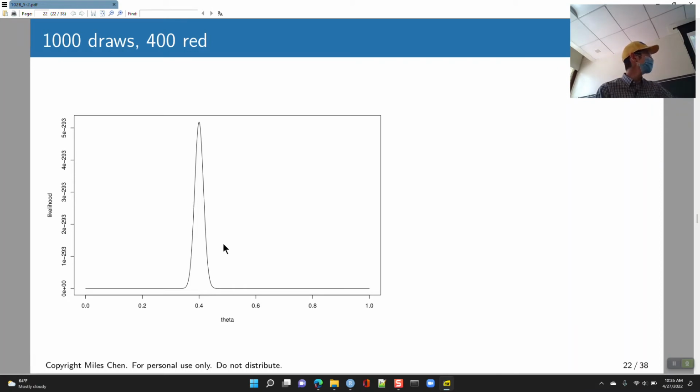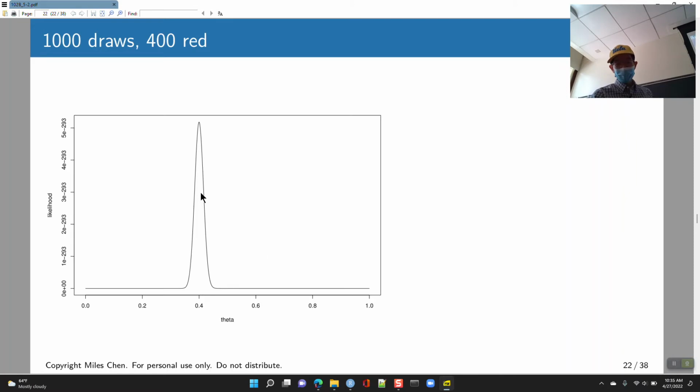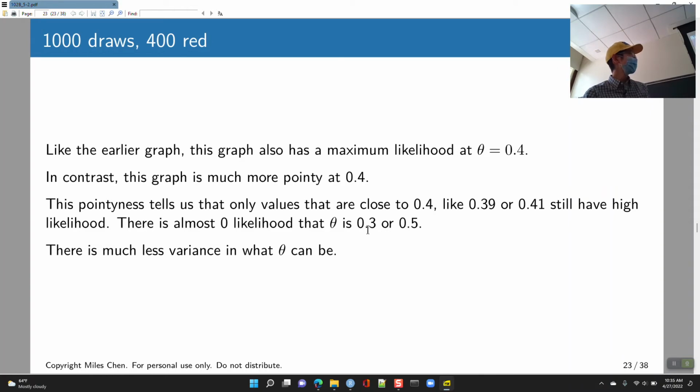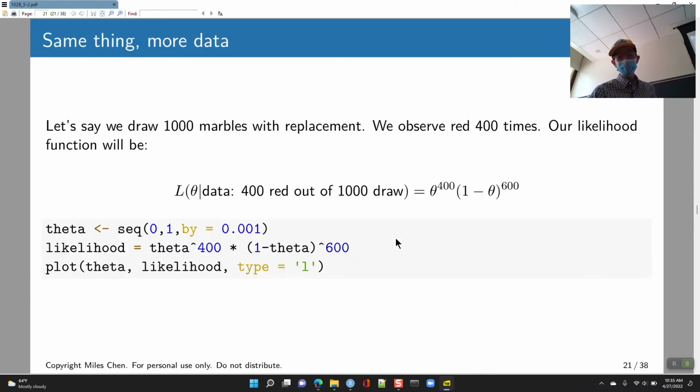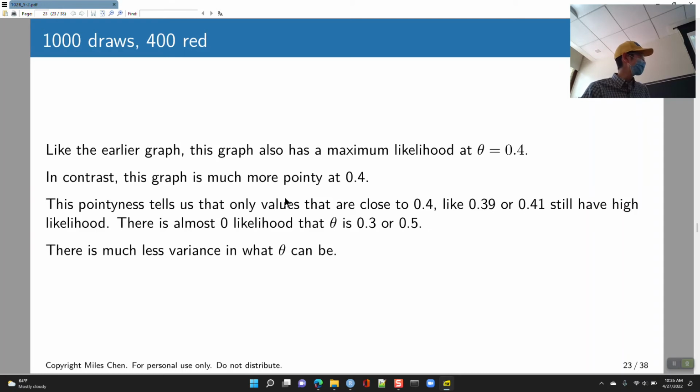Okay. So this is what we have. With more observations, this again is what we have. We have much less variance in what theta could be. This is a lot more pointy in here, and we say, okay, values like 0.39 and 0.41 are acceptable, but we're not going to accept 0.3 or 0.5. Whereas back here, with only 10 observations, we would have accepted somebody claiming it to be 0.3, someone claiming that the theta is 0.5. We would have said, okay, I'm going to give you the benefit of the doubt there. Over here, not so much.